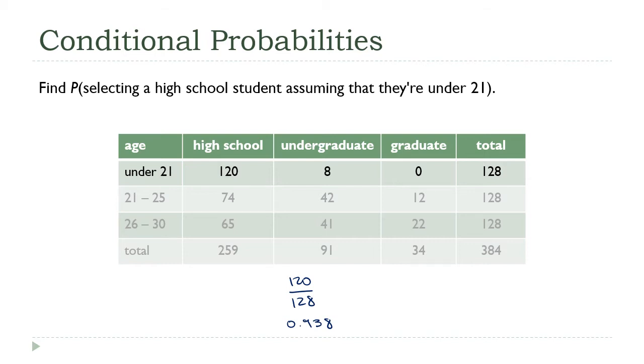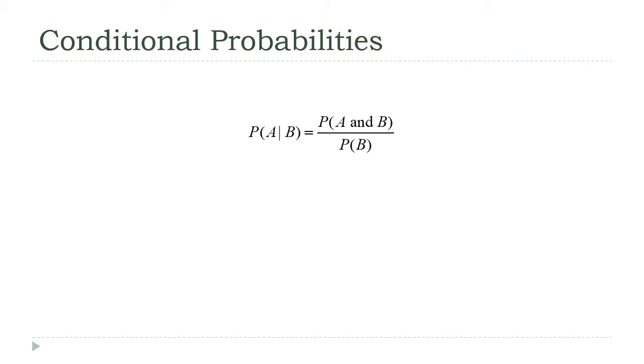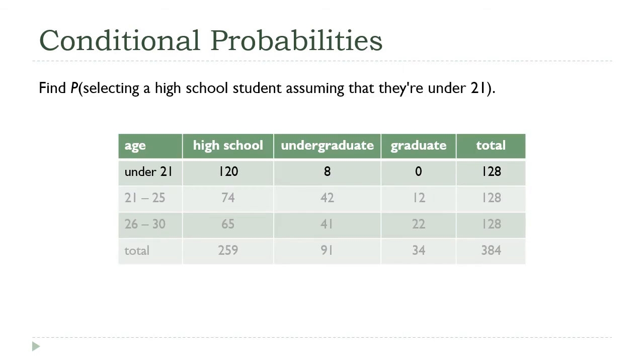Okay, so we actually have a formula. There's a formula that we can use to do this. It looks like this. The probability of A given B is equal to the probability of A and B divided by the probability of B. The way I remember it is it's the second event that gets dropped down into the denominator. Right, so to kind of test this out, this is the same question we just answered. This is the probability of selecting a high school student assuming that they're under 21. We should get the same result, right? This probability is what it is, so we can't get two different values. So let's see, what does our formula say?